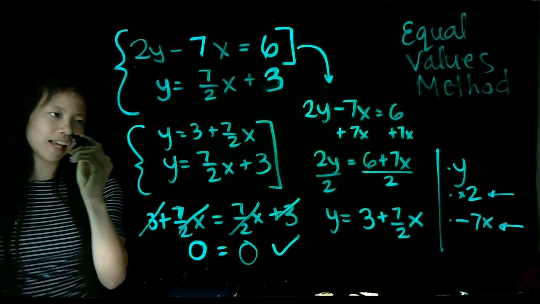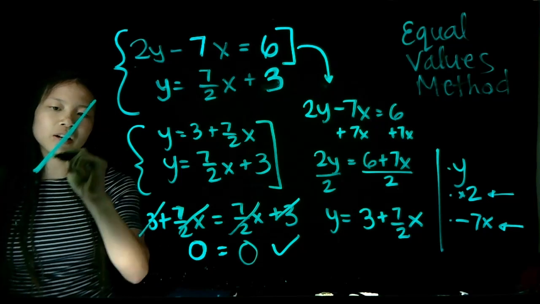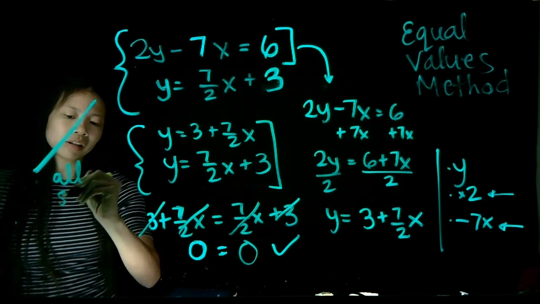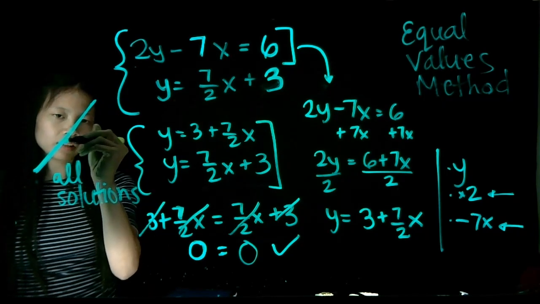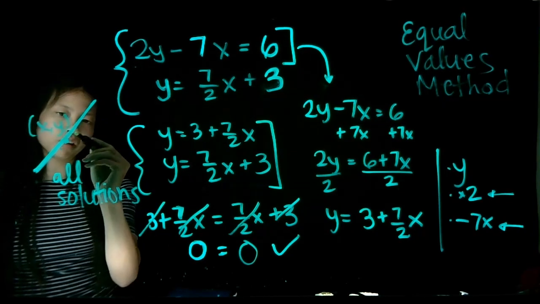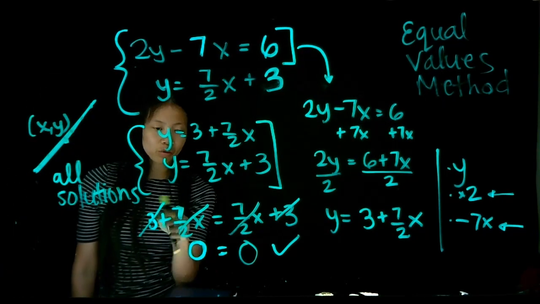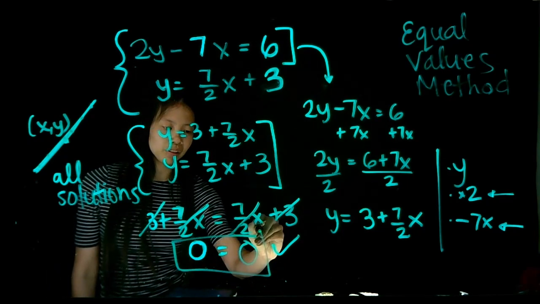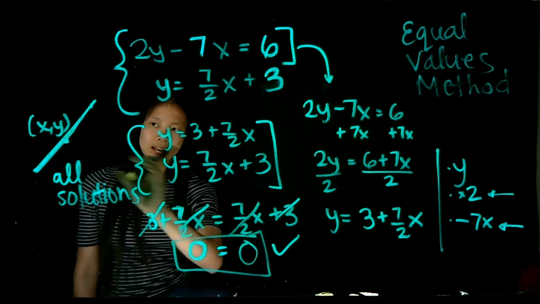So when they're the same, that means they are two lines that are right on top of each other, and that tells me that all solutions are possible. Any point that's on this line will be a solution to the equation. There's an infinite number of them. So if you ever go through this process and you end up with something equals something and is a true equation, then you know that it's all solutions.